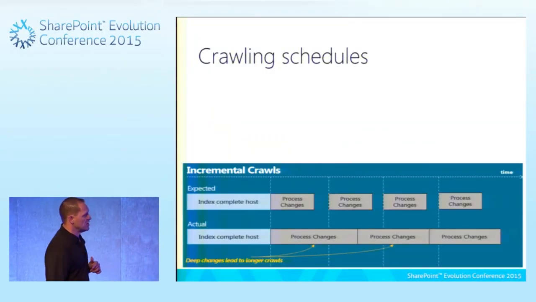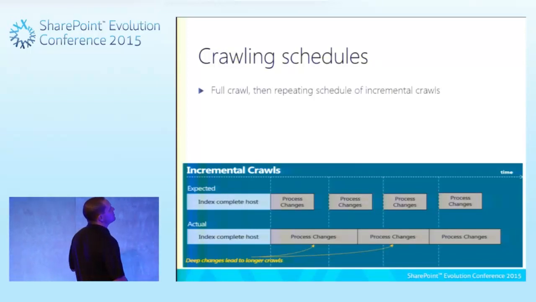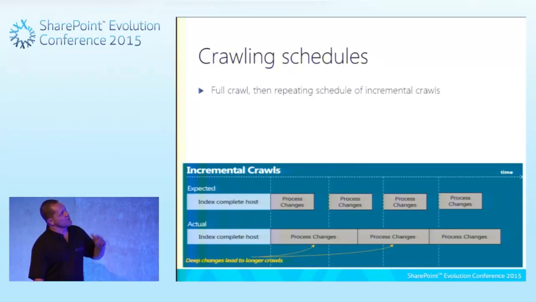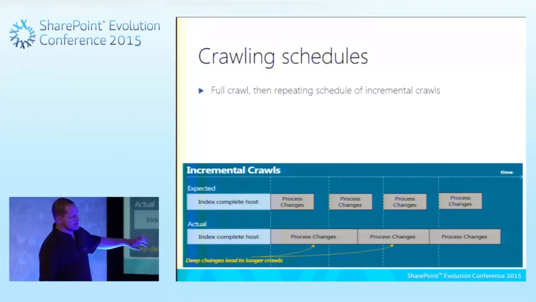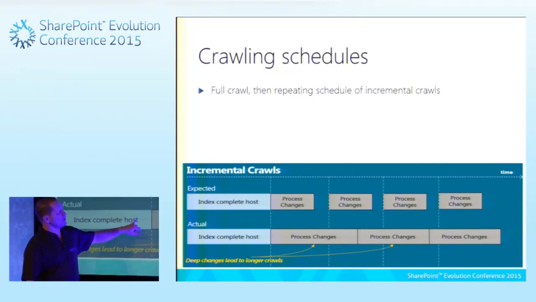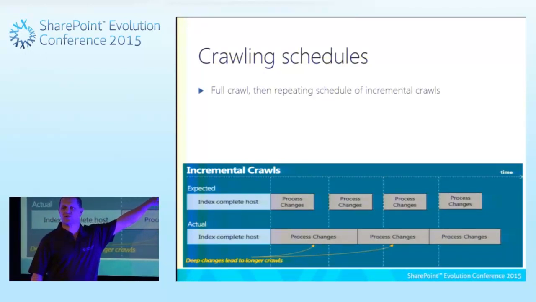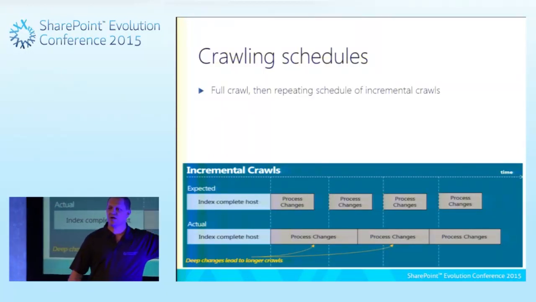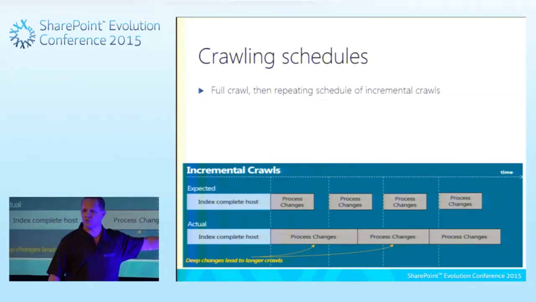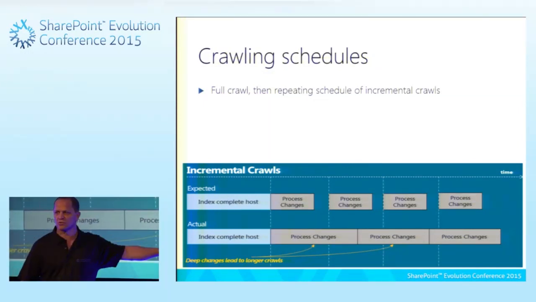So let's look at crawling schedules for a moment. If we do a full crawl and then we do an incremental crawl, what's going to happen? If there are deep changes, and we expected the crawl to take a certain amount of time before the next incremental crawl, but the deep changes have occurred in the content, they are going to push past their boundaries and push all of the incremental crawls out. An incremental crawl cannot overlap. Sorry, yes?